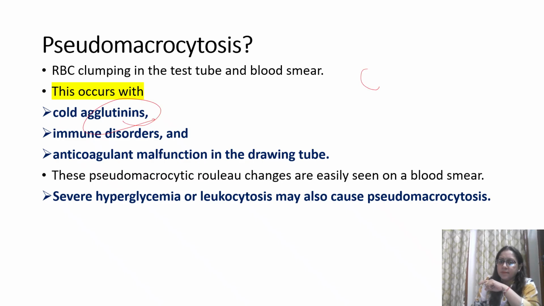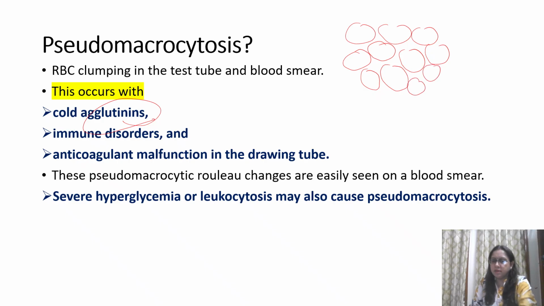So see, normally RBCs you see like this, right? They are just touching each other, not overlapping, like this, like this. So they are occupying symmetrical places. But in cold agglutination, what you will see is all the RBCs are coming together. So they are forming a group. So what we need to do in this condition?